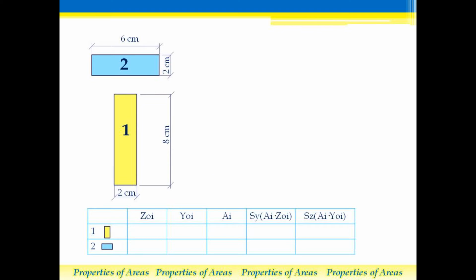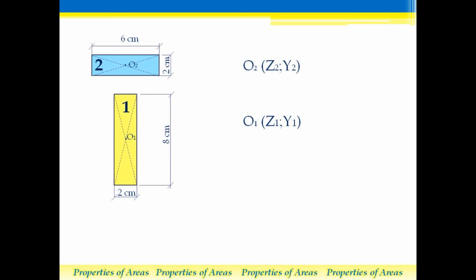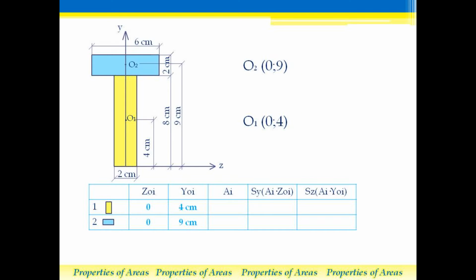Divide the compound shape into a number of simple geometric shapes. This beam cross-section consists of two rectangular segments. Find the centroid of each simple shape in the z-y coordinate system. The centroid of a rectangle is defined as the center point where all the diagonals intersect each other.